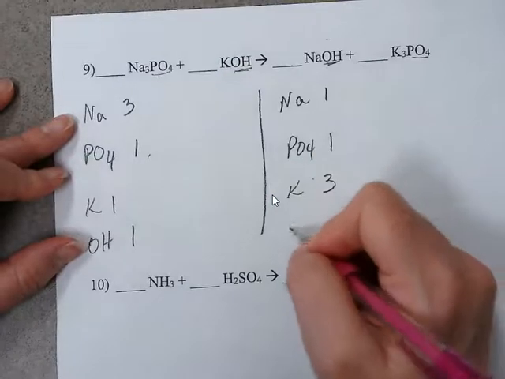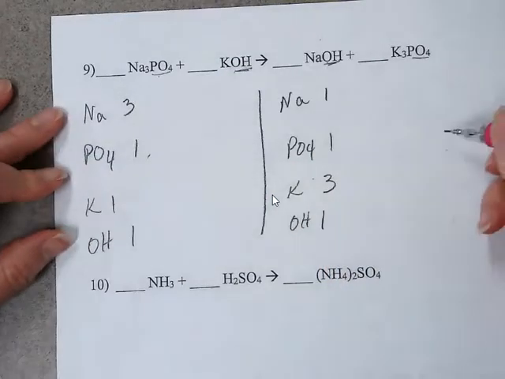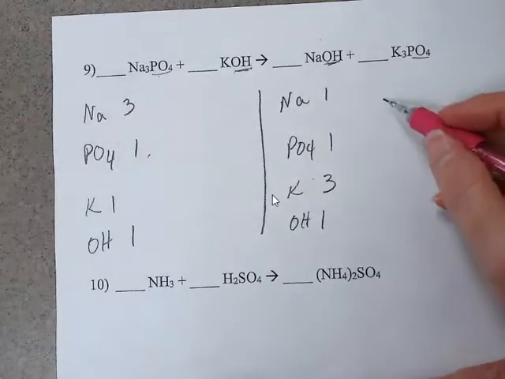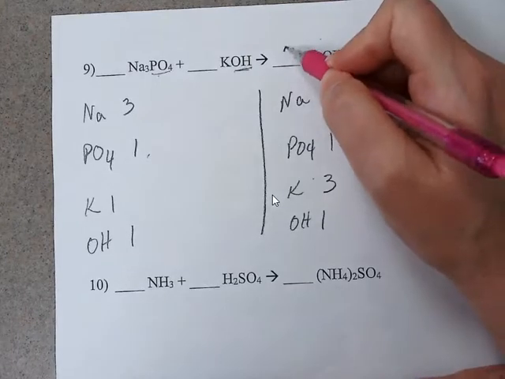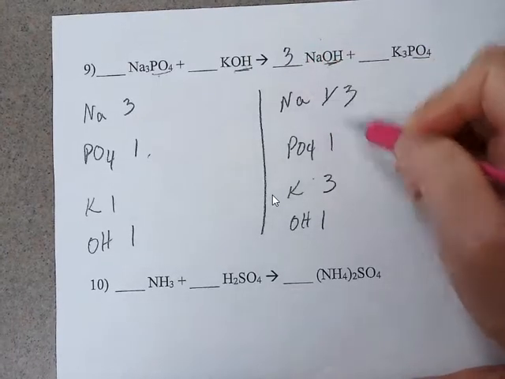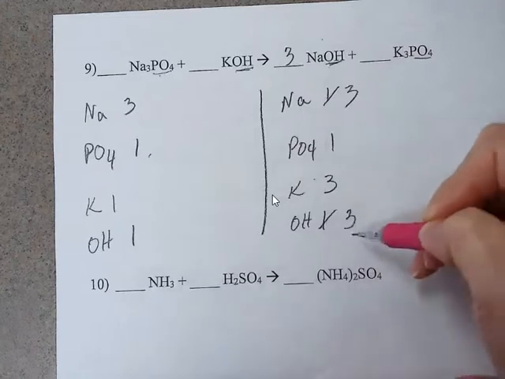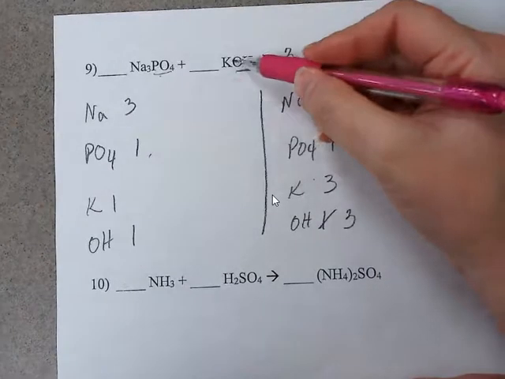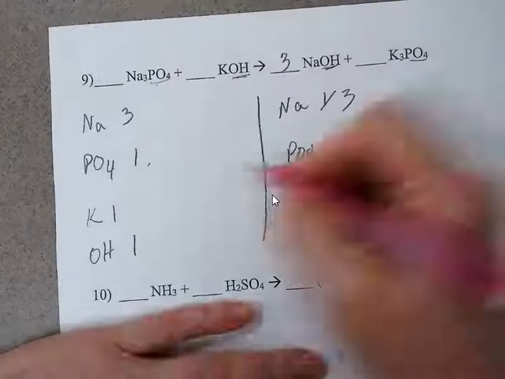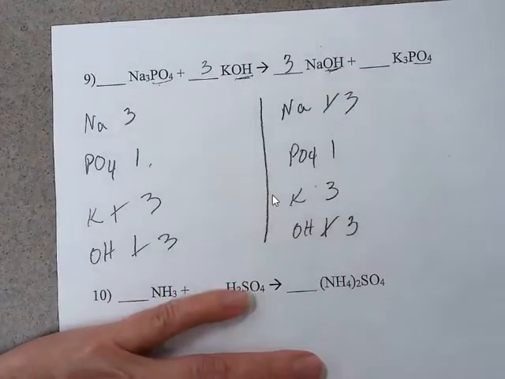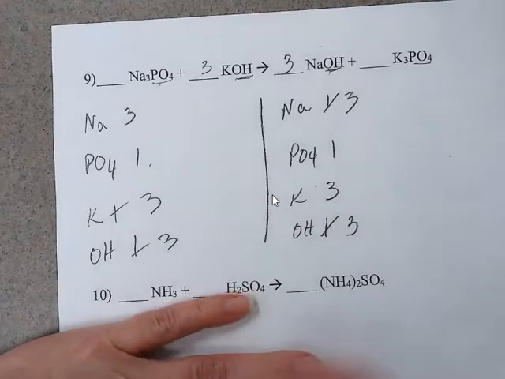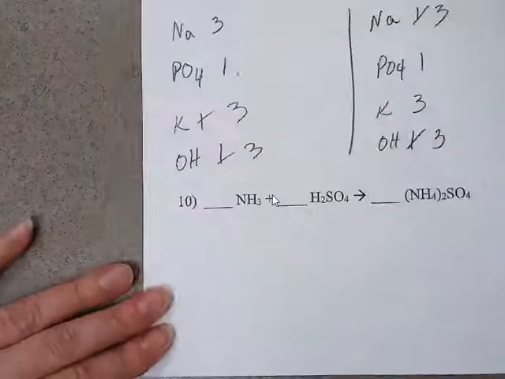Ooh, yeah, I have the 3 there. Okay. So let's do 3 sodiums, which gives us 3 hydroxides, which means over here we need 3 hydroxides and 3 potassiums, right? So we'll do a coefficient of 3. That was easy. Okie dokie artichoke. All right, let's try this one.